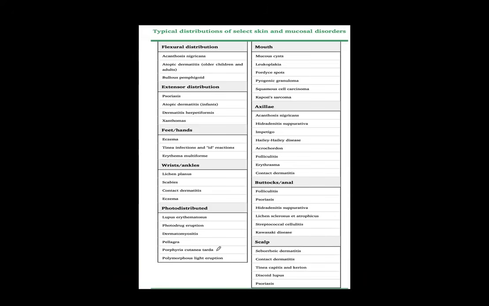So these are the different distributions of various lesions. You can just take a look at it. You can take a picture of it if you want. What are the lesions in the flexural area? Typically, you will get acanthosis nigricans, atopic dermatitis, and bullous pemphigoid. The lesions you will find in extensor distributions are psoriasis, atopic dermatitis, dermatitis herpetiformis, and xanthoma.